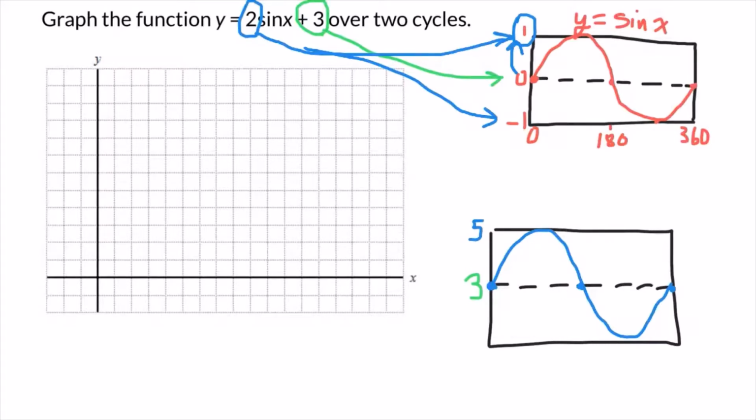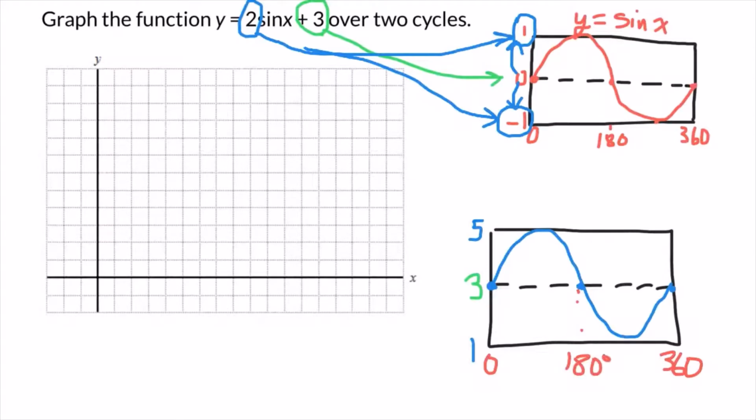The minimum value on my parent function was -1. My amplitude was 1. But remember, I'm multiplying it by 2. So now instead of going down 1 from my central axis, I'm going down 2. So my minimum value is 1. Those are the only transformations being applied to the sine curve. I don't have anything that would affect my horizontal starting point or end point, so I'm just going to leave those the same. Halfway between 0 and 360 is 180 degrees.